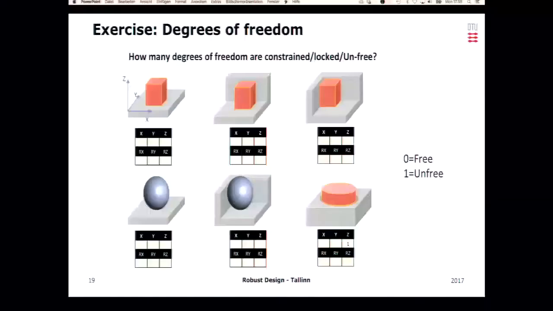So now we've got a little exercise for you. I have 6 assemblies here. A block on a flat plane. We have X, Y, Z, RX, RY, RZ. And I want you to put a score of 0 or 1 in each of these blocks to say whether it is 0 free or 1 unfree.